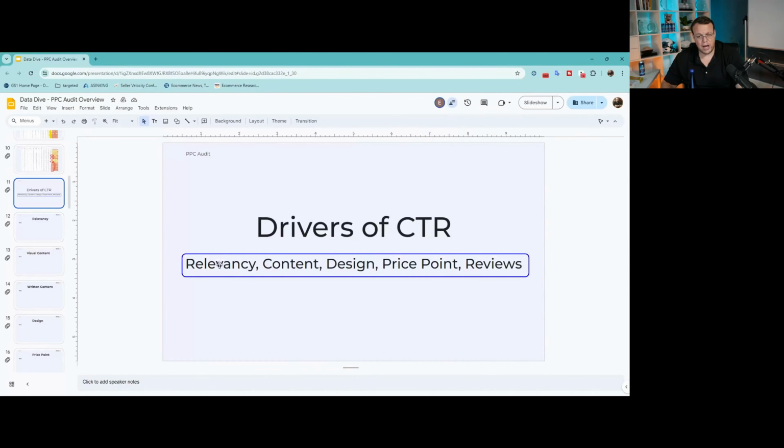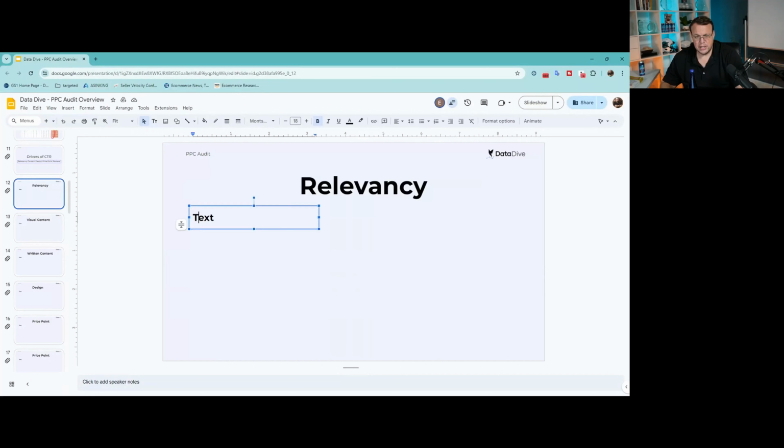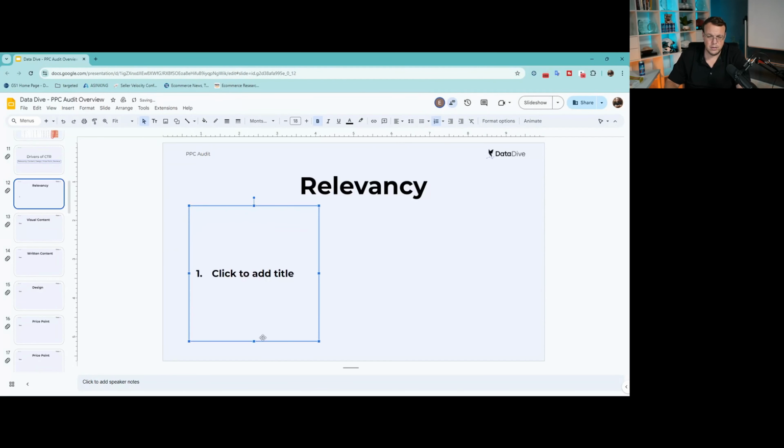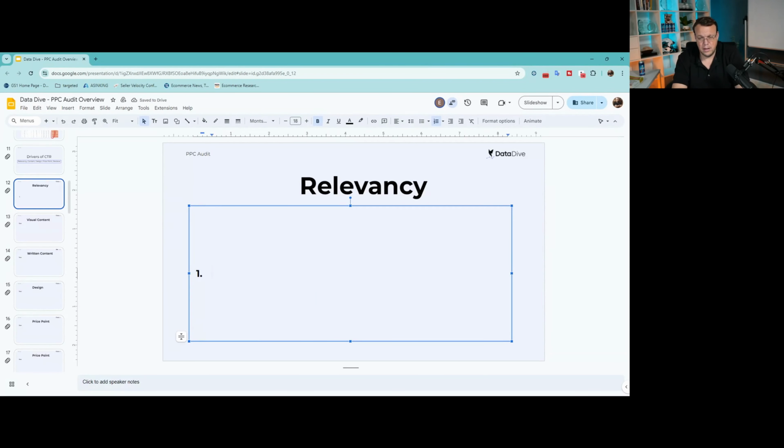Right, so we talked about the drivers and causes of click-through rate, and relevancy was one of them. So let's go down to relevancy and let's discuss it. We talked a little bit about this. What are some of the things that would indicate relevancy? I've talked about it, but I want you guys to participate, so I'm going to be going back and forth.